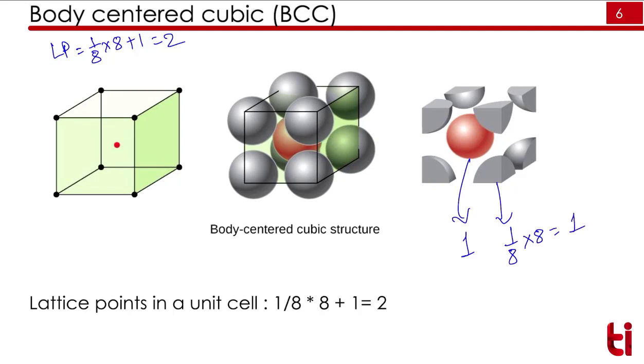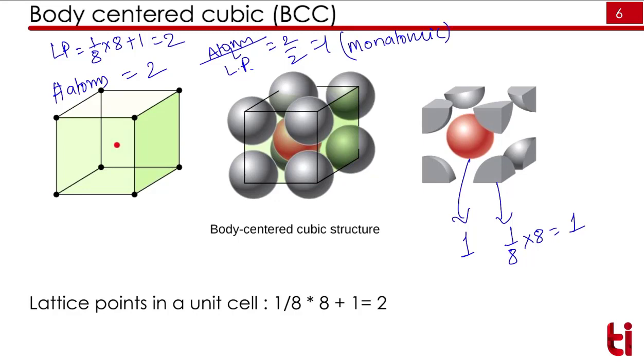So we have number of atoms equal to 2. So again we can say that the number of atoms per lattice point is 2 by 2, equal to 1. So this is a monoatomic unit cell. Same number of atoms per same number of lattice points.